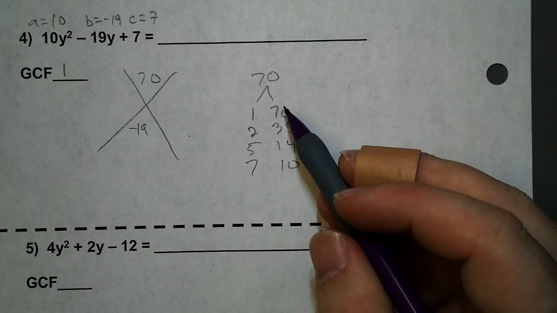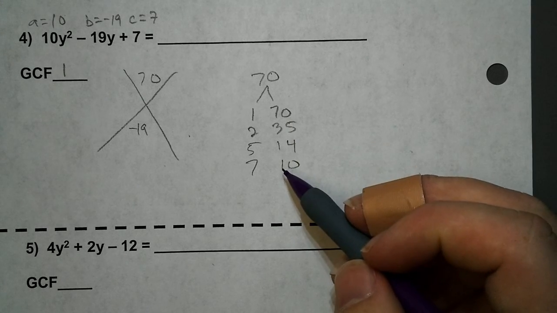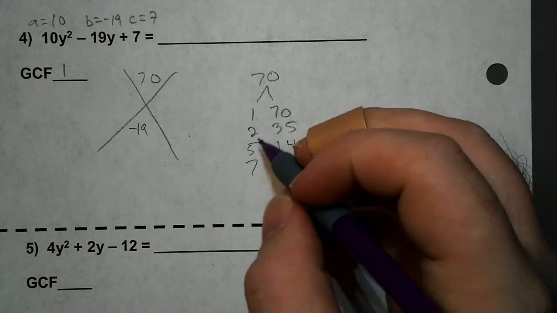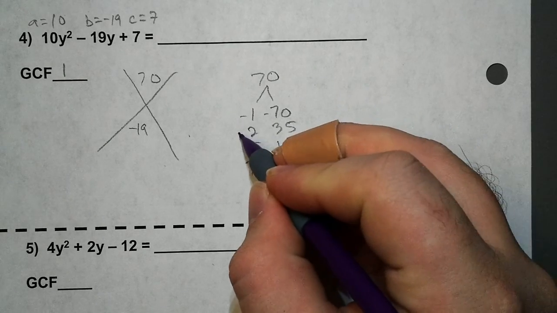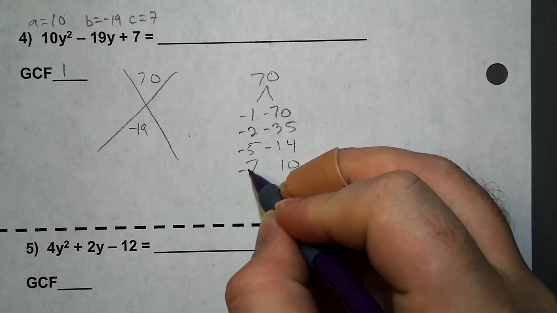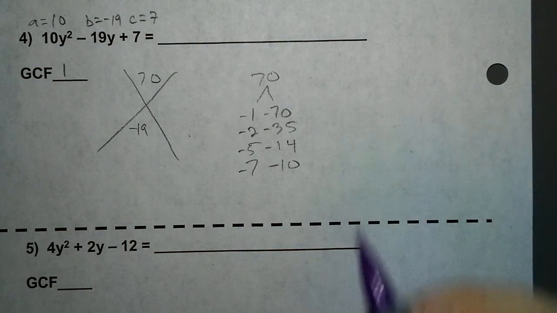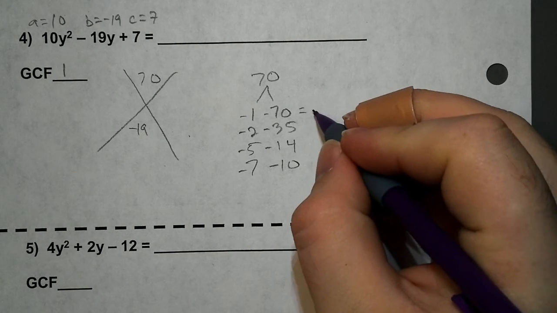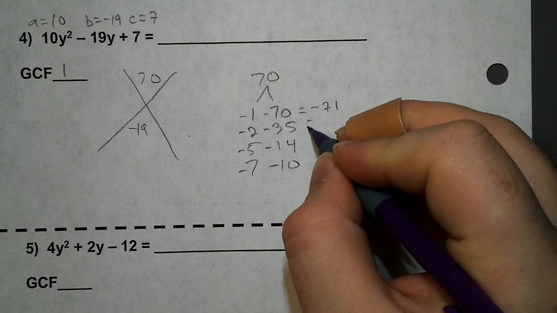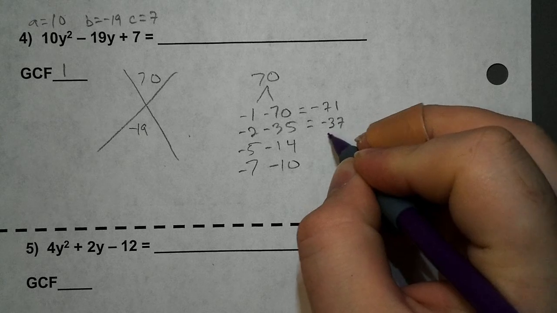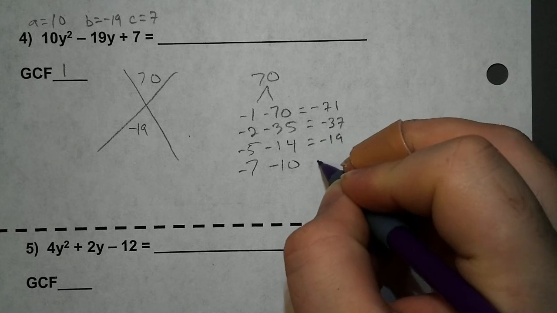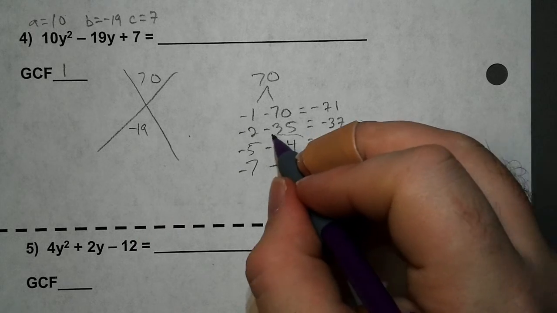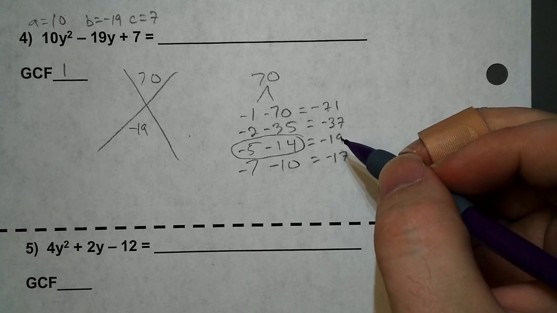Now, they multiply together to get a positive, they added together to get a negative. So both of these are going to be negative. So I'm going to change them all to double negatives and then add. So I've got negative 1 plus negative 70, which is negative 71. This is going to be negative 37. It's going to be negative 19. This one's going to be negative 17. Well, I needed negative 19, so those are the values.